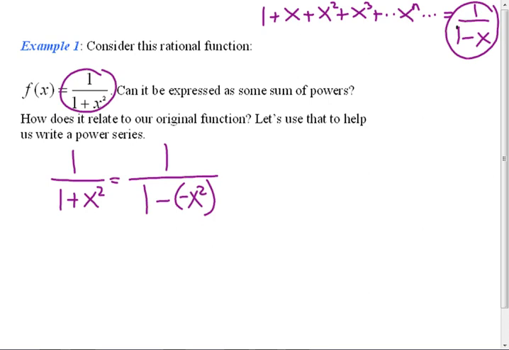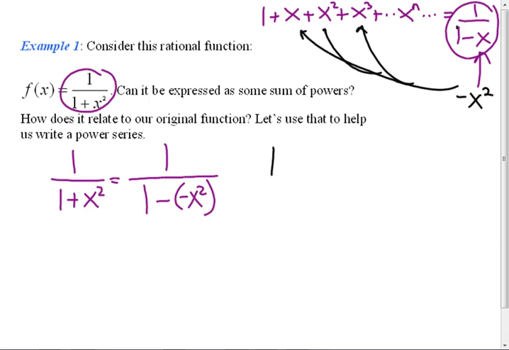Do you see that this function here is the same as the original function? Now it kind of looks like 1 over 1 minus x, doesn't it? But in place of the x, what should I put there? A negative x squared. So guess what? I put it in for this x, and this x, and this x. I don't have to do anything fancy.